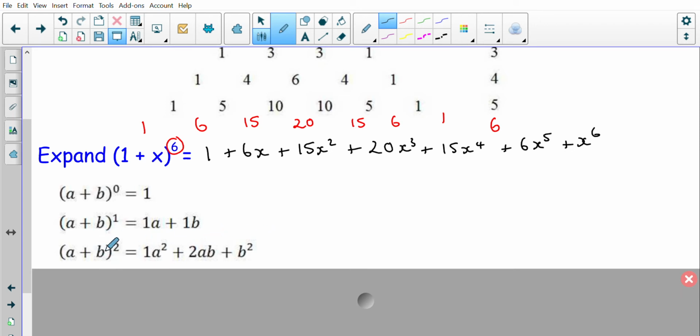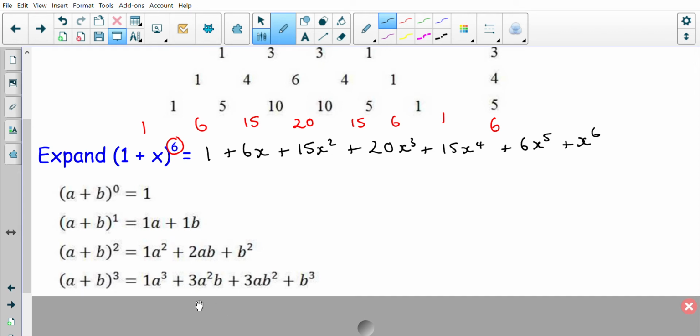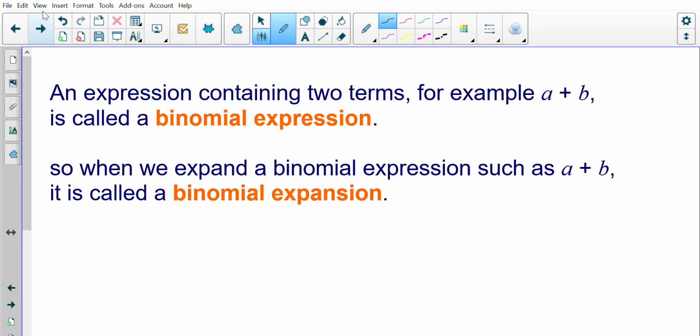The second letter, the b term, just like the x, is increasing in powers, and we can see here the a, the first letter in the brackets, starts at the highest power, which is my squared from here, and then it decreases in powers. A plus b all cubed. Again, the coefficients from Pascal's triangle, the b increases in power, the a decreases in power.